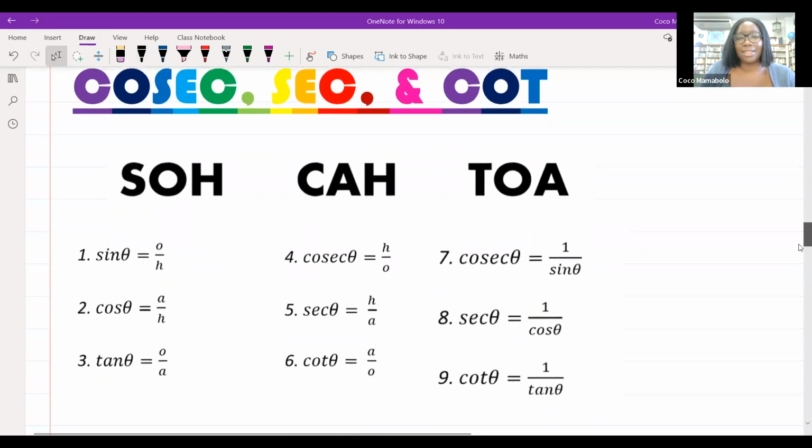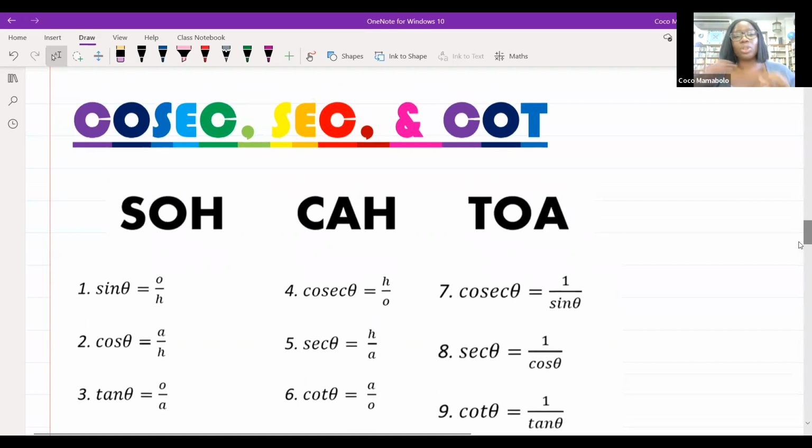They are cousins. Their cousins are called cosec, sec, and cot. Now these 3 little buggers are literally just the opposite of what we would do if we had sine, cos, and tan, or the reciprocal as we call it. Now we're going to have to remember which belongs to which.